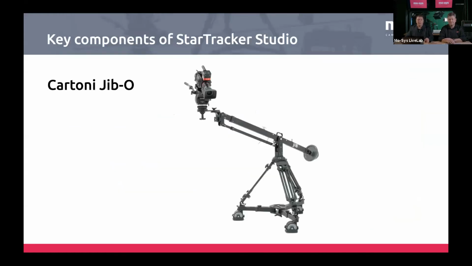Next. The system comes with a Cartoni Jib. That allows you to have these sorts of shots where you come into the opening shots, where you want to sweep in from a slightly higher position into a lower position. And it comes with 2 rail systems.